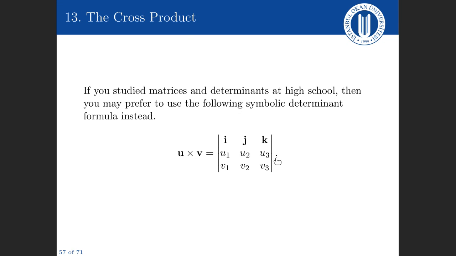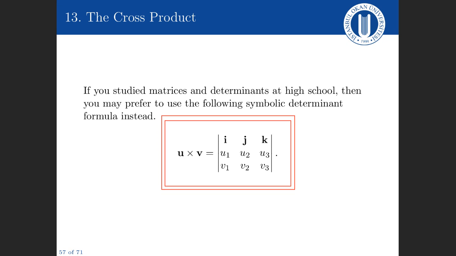If you studied matrices and determinants at high school, then there's another formula for determinant that you might wish to use. U cross V is the determinant of this 3x3 matrix or pseudo matrix: i, j, k; U1, U2, U3; V1, V2, V3. If you understand this, you're welcome to use this in the exams. If you haven't studied this already, doesn't matter, just use the formula on the previous page.